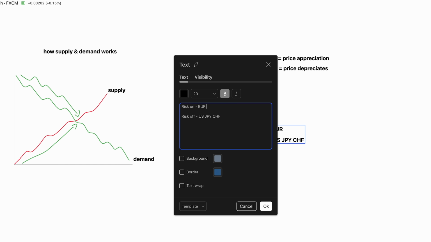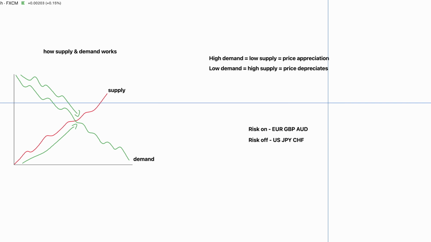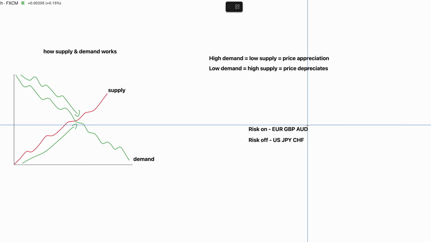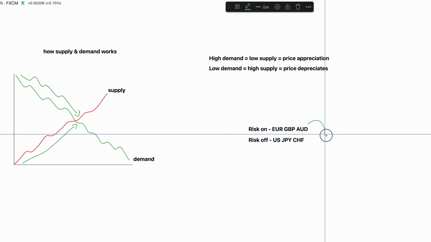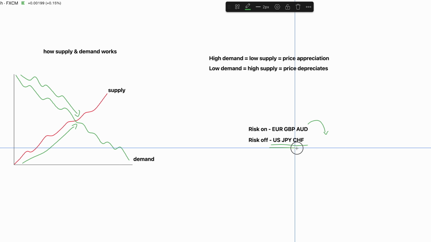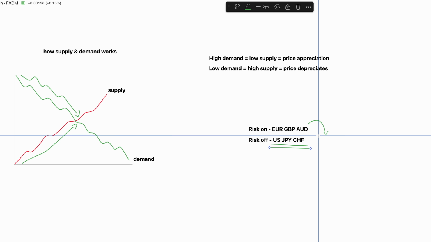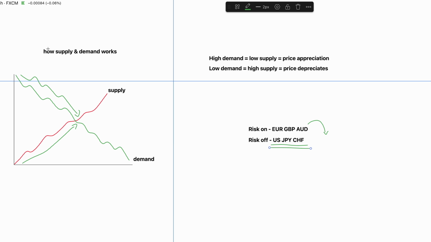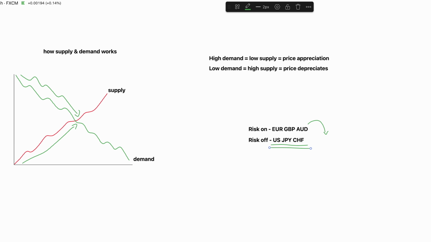So risk on assets, when market sentiment and traders are happy to take on a bit more risk, that's going to be pretty much everything else. Things like the euro, the pound, the Aussie. These things are a little bit more speculative. So in a bad economic time, money will outflow these because people want to put their money somewhere safe. We see demand for these increase, therefore we could see price appreciation in these assets, okay? Also gold.